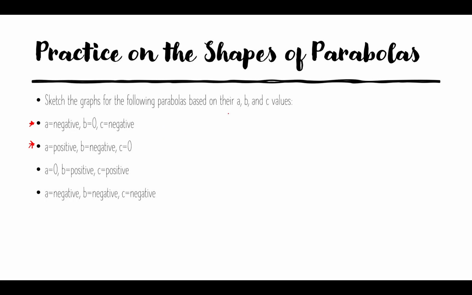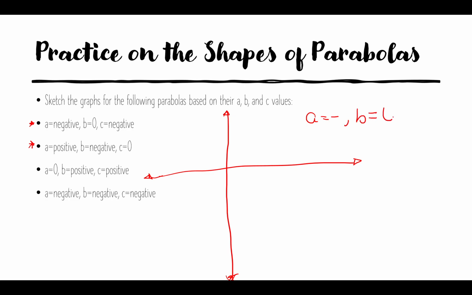So, let's draw our coordinate axis. For the first one, we're given that a is negative, b is 0, and c is negative. So let's break down this problem and think what these general signs of the coefficients mean. Well, we know that when a is negative, we have a downward parabola. So we know our parabola will open down.